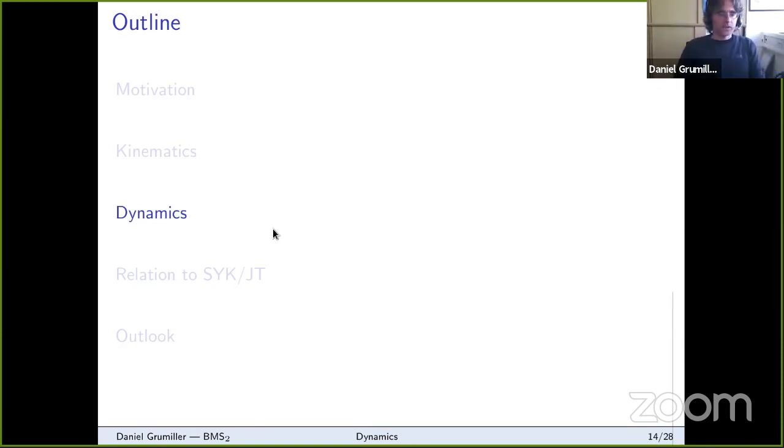Okay, good. So this now finishes my definition of what I mean by BMS2 and the boundary conditions for asymptotically flat metrics in 2 dimensions. And now the next step is to find an actual theory where you can impose these boundary conditions and where you find a canonical realization of these asymptotic symmetries, possibly with some central extension.